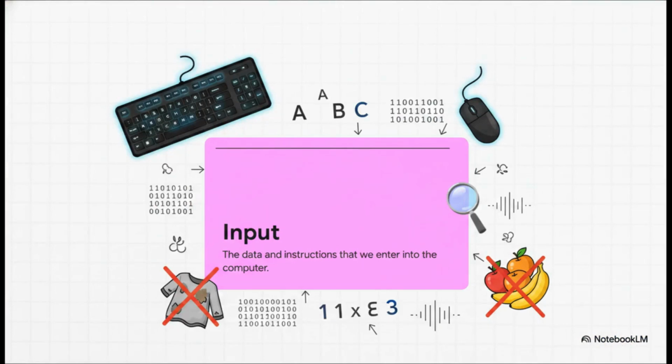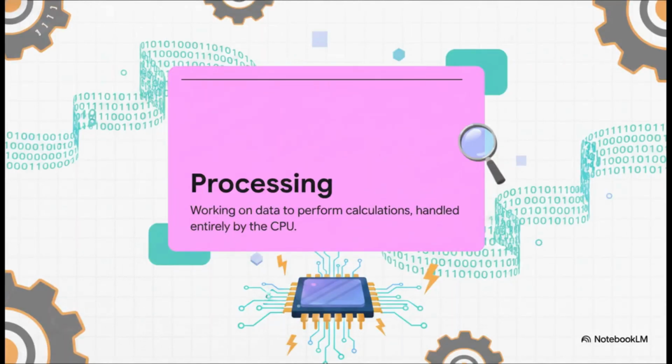Now, translating this back to our digital machines, input refers to the exact data and instructions we're feeding into the computer. Obviously, we aren't using dirty clothes or fruit here. We're using numbers, letters, and clicks. And we enter this data using specific input devices, most commonly, a keyboard or a mouse. Once that data is actually inside, the processing begins. This means the computer is crunching the data, performing calculations, and following your instructions to the letter.